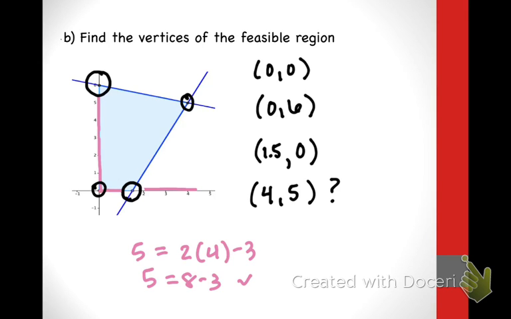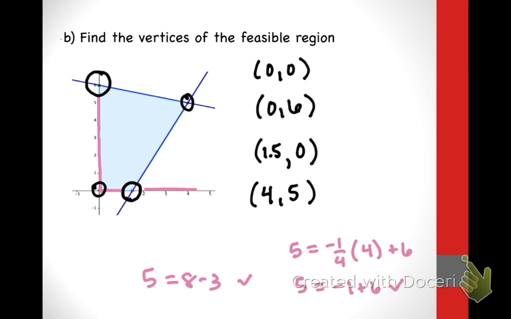I just want to check, does it work for the second line? So my second line here is, does 5 equal negative 1/4 times 4 plus 6? Or does 5 equal negative 1 plus 6? And it does. So this is no longer a question mark. That is that point of intersection. That is my last vertex. So I have my 4 vertices: 0, 0; 0, 6; 1.5, comma 0; and then that last one, 4, 5. These are my 4 potentials for a max and a min for that objective function.